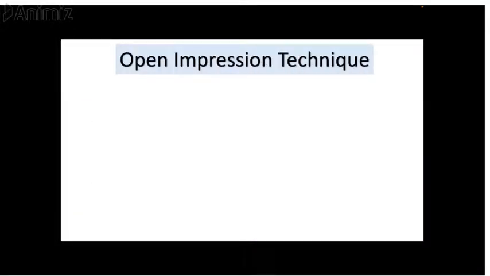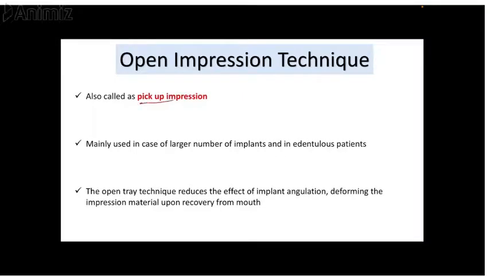Now let us discuss the open impression technique. This technique is also called the pickup impression, and it is mainly used in the case of a larger number of implants and in edentulous patients. The open tray technique reduces the effect of implant angulation, and it also prevents deforming of the impression material upon recovery from the mouth.